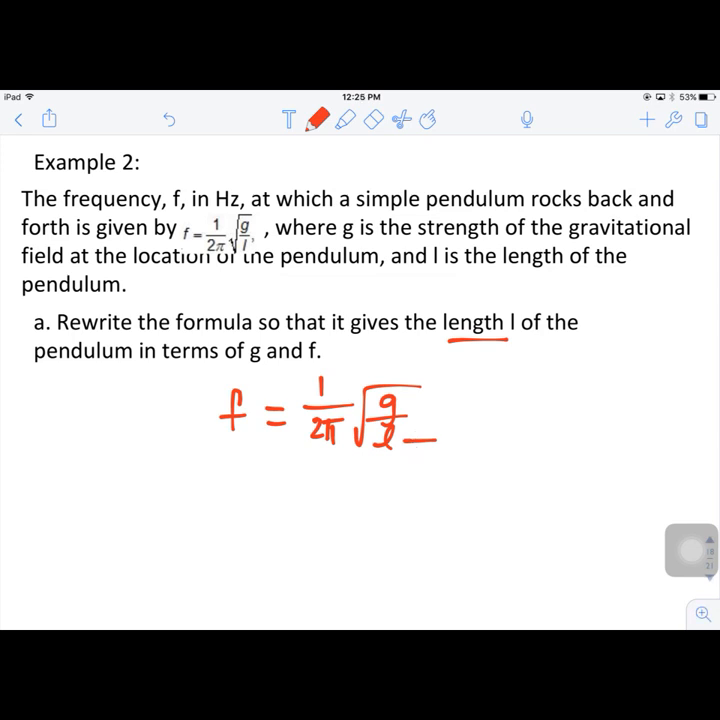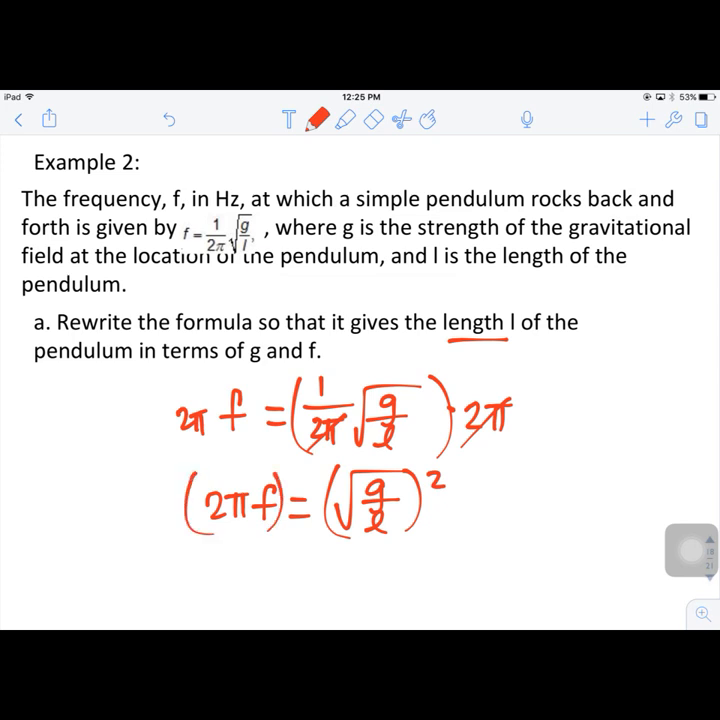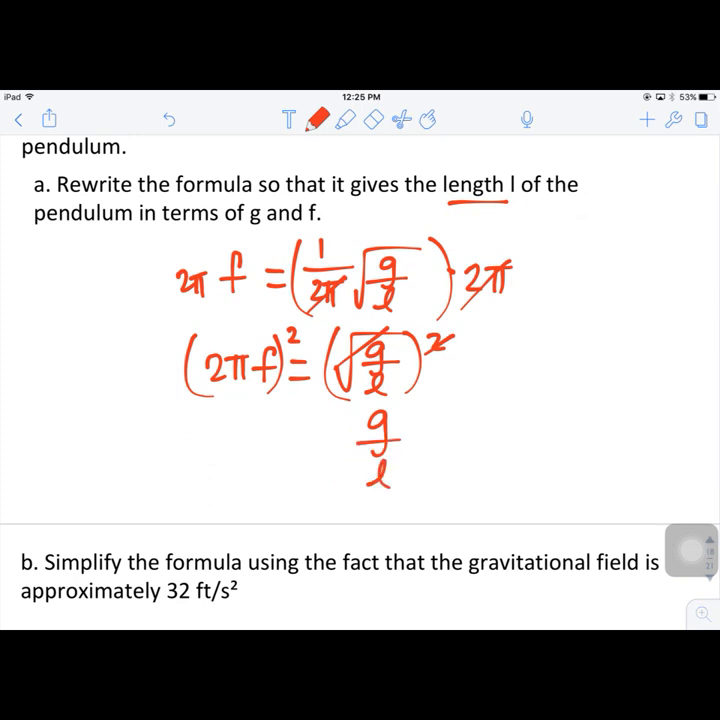And so let's go ahead and start by multiplying by 2 pi, because we know that should be the first thing that we do to get rid of that 2 pi by itself outside. So multiplying by that will give us 2 pi f equals the square root of g over L. Next thing we're going to do is square both sides so that we can get rid of the square root. So we have g over L is equal to, distributing the square through, 4 pi squared f squared.